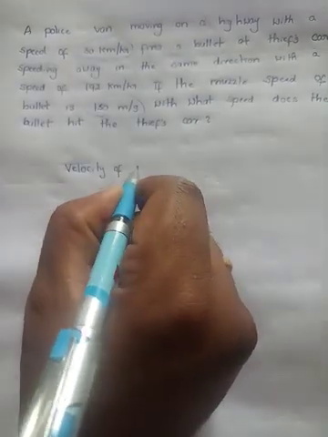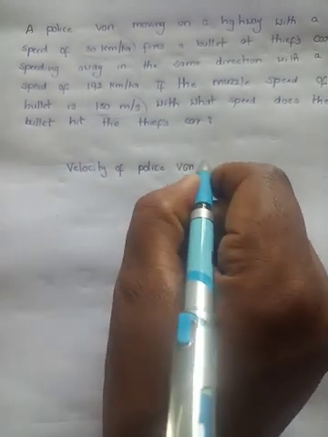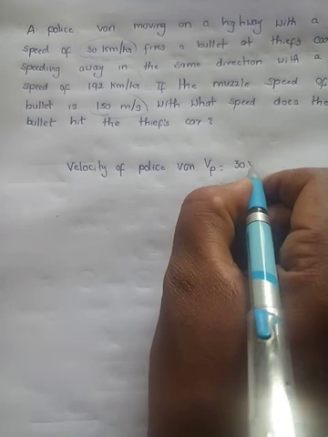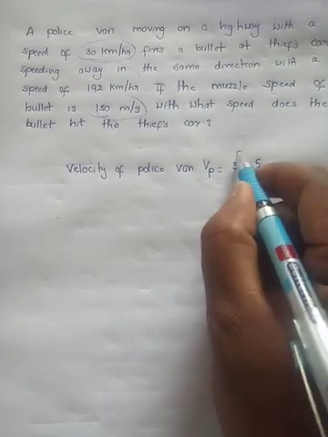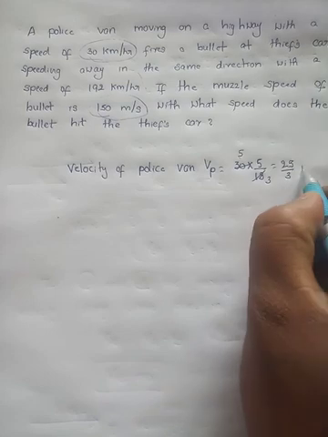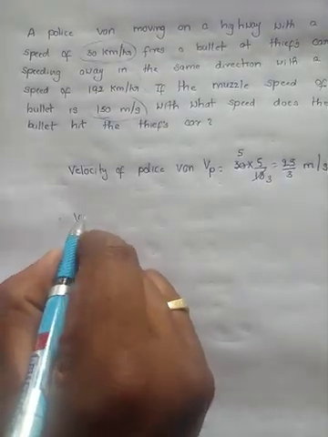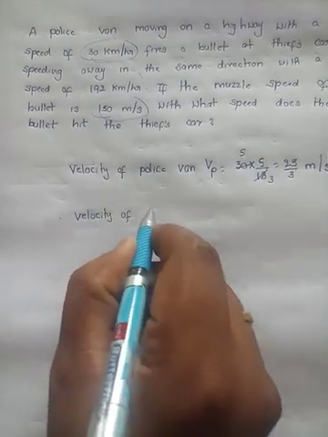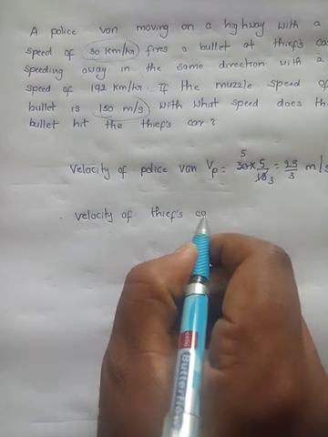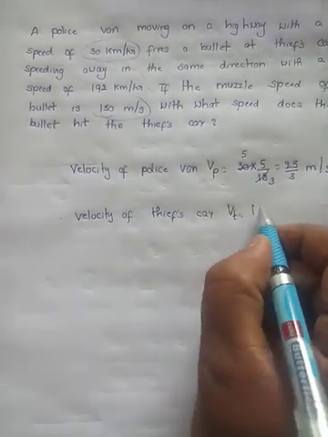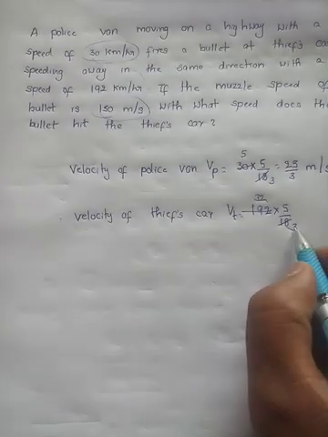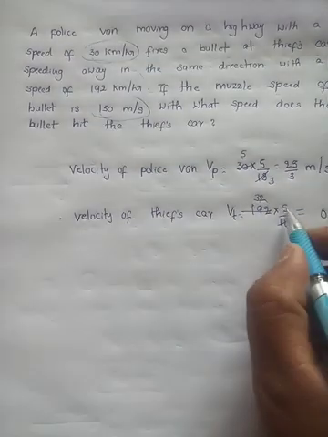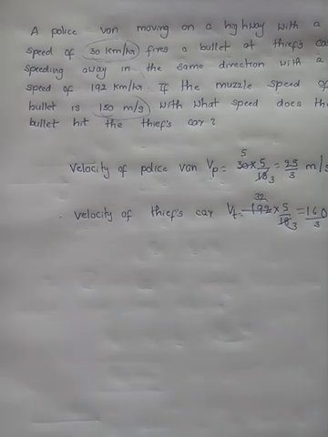First, what they gave: velocity of police van, VP, is 30 km per hour. How to convert? Multiply by 5 by 18. 6 3s are 18, 5 into 5 is 25, so 25 by 3 meter per second. Similarly, velocity of the thief's car, VT, is 192 into 5 by 18. 6 3s are 18, 32 into 5, 5 2s are 10, 5 3s are 15. So 160 by 3 meter per second.